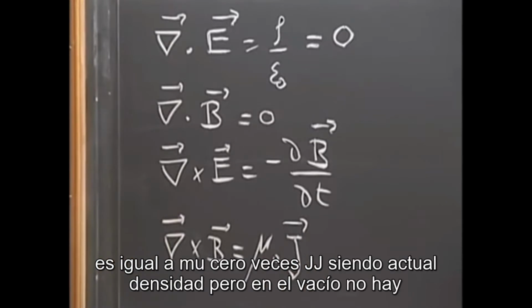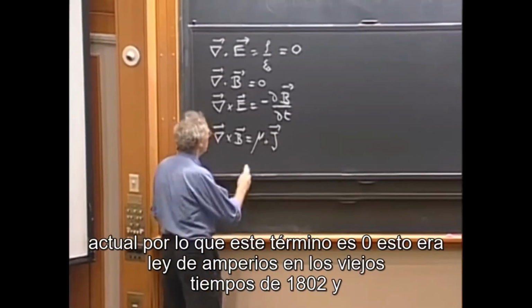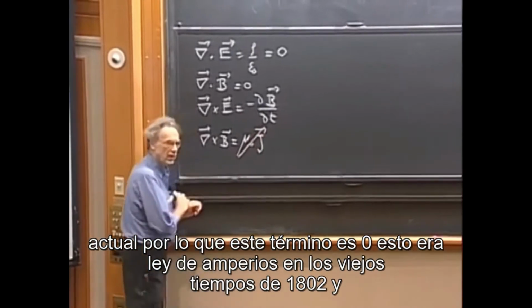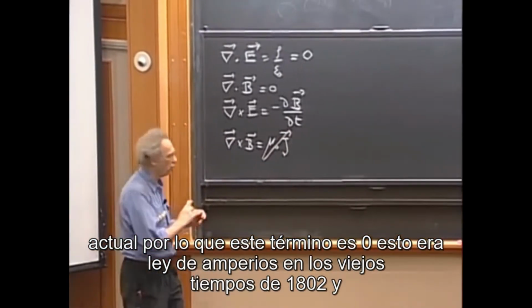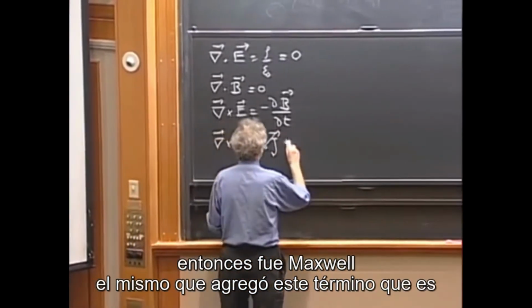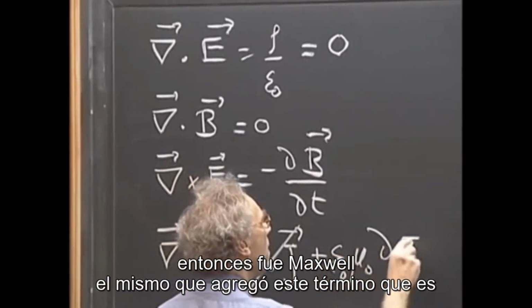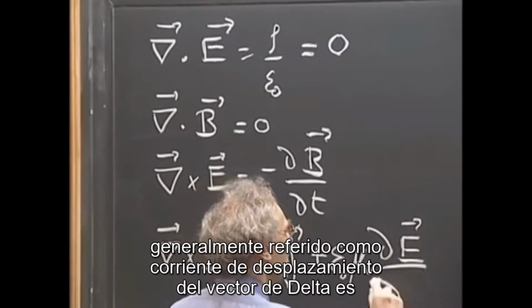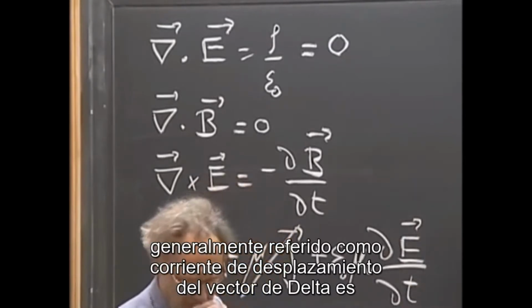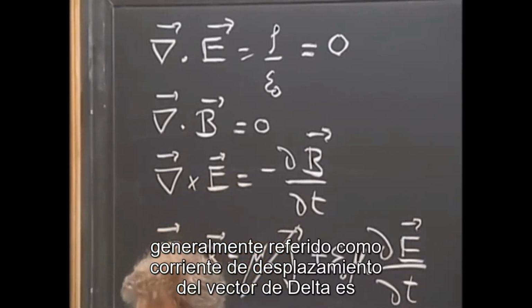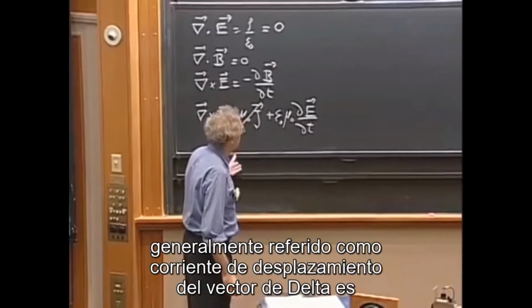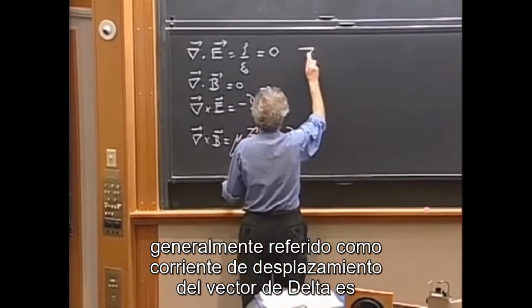And then we have the curl of B equals mu 0 times J, J being current density, but in vacuum there is no current, so this term is 0. This was Ampere's law in the old days of 802, and then it was Maxwell himself who added this term, which is generally referred to as the displacement current.